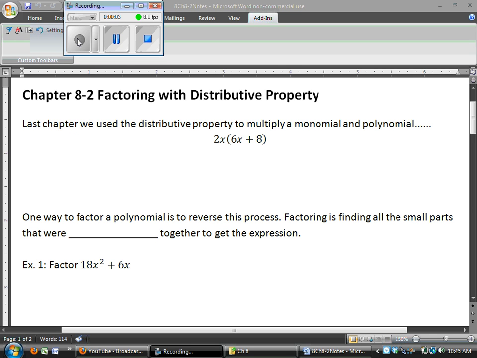Hello and welcome back to section 2 here. We're in chapter 8 where we're talking about factoring. And in section 2, we're going to factor with the distributive property, or to be a little bit more specific, the reverse of the distributive property.